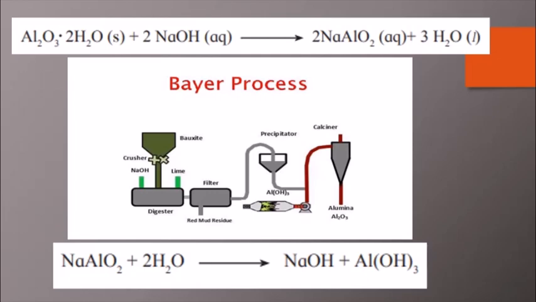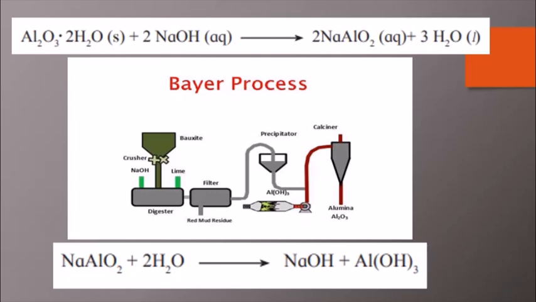So now we get sodium aluminate from our bauxite. In this way, the bauxite can be leached with the help of sodium hydroxide solution. Along with it, other impurities are also present, like iron oxide and silica in the bauxite. The iron oxide does not dissolve in the aqueous solution of sodium hydroxide, so it can be separated by filtration.